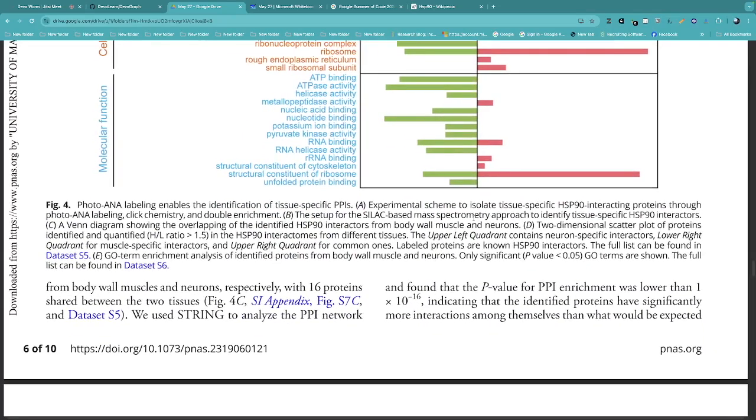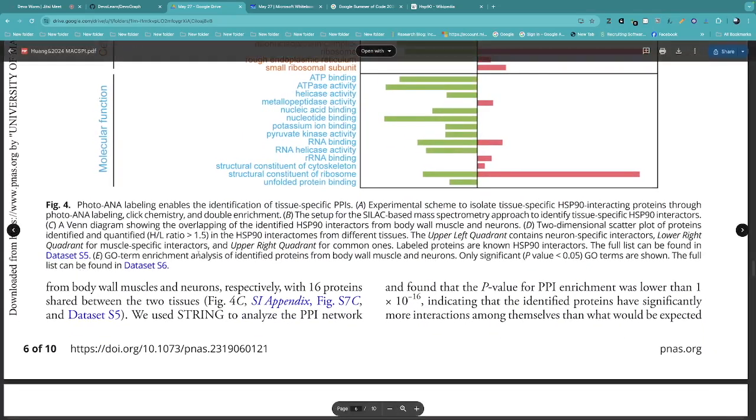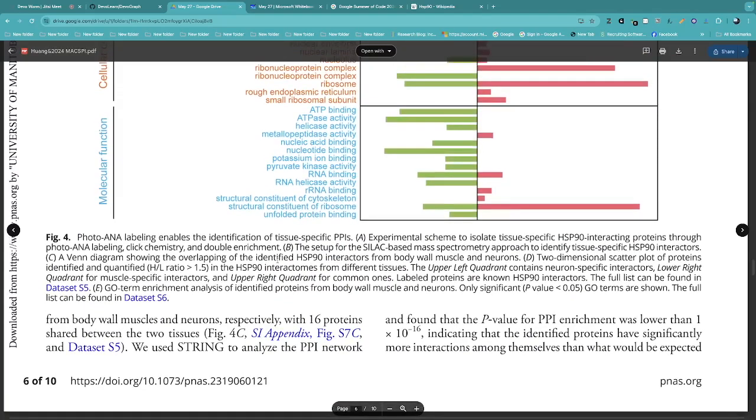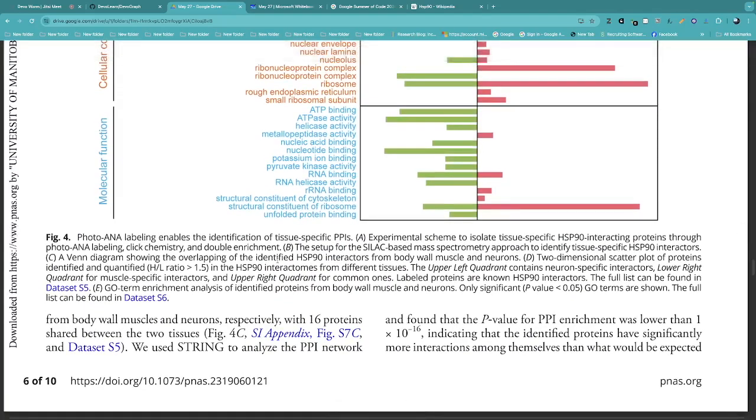And E here is GO term enrichment analysis. So that's where they take a protein and give it an annotation, sort of its function. They have these GO terms where they have the name of the protein or the name of the gene, and they have a function attached to it.